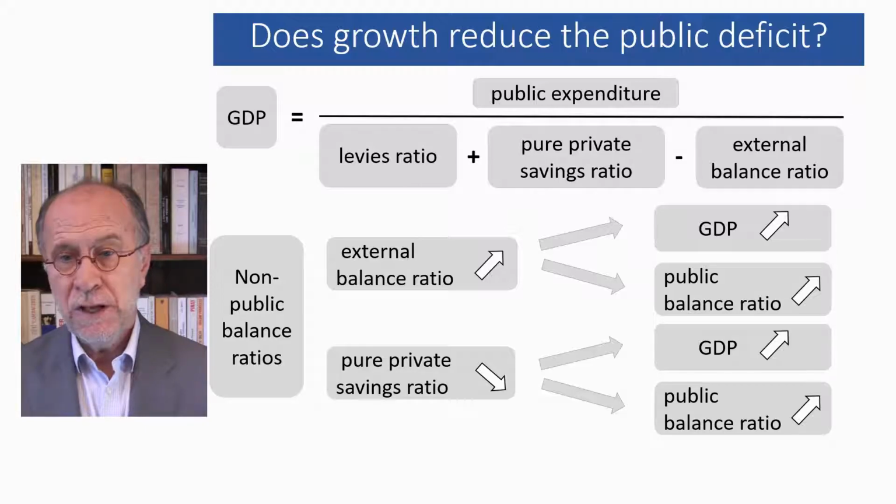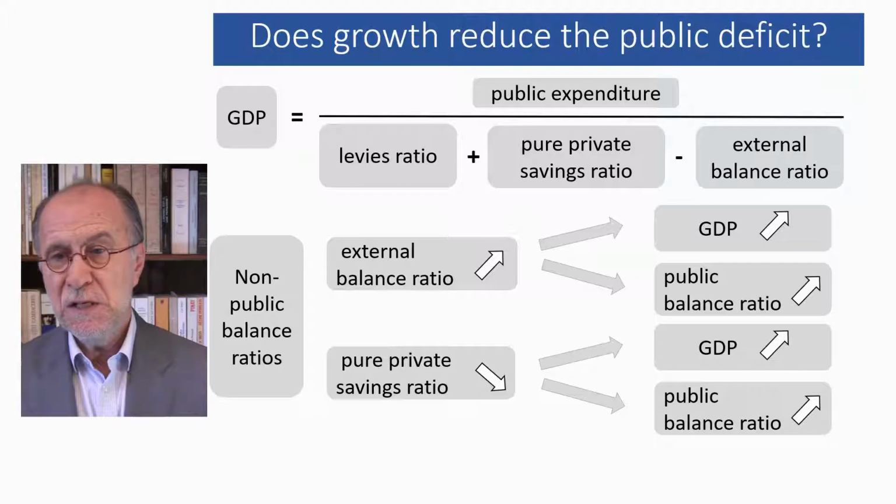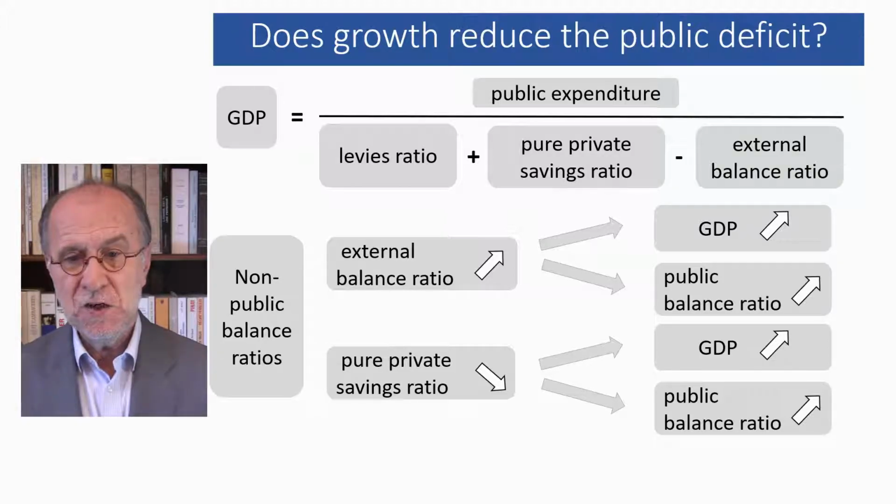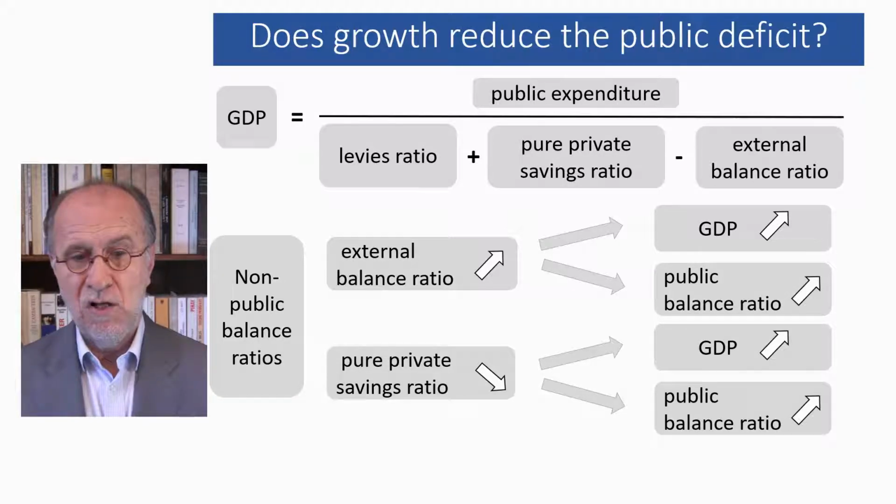Common sense alone, however, does not allow us to obtain precise calculations of variations in GDP and in the public balance ratio, which come from variations in the external balance ratio or variations in the pure private savings ratio, as the other parts of the relationship remain constant. But the relationships that I've just outlined do allow us to make those precise calculations.